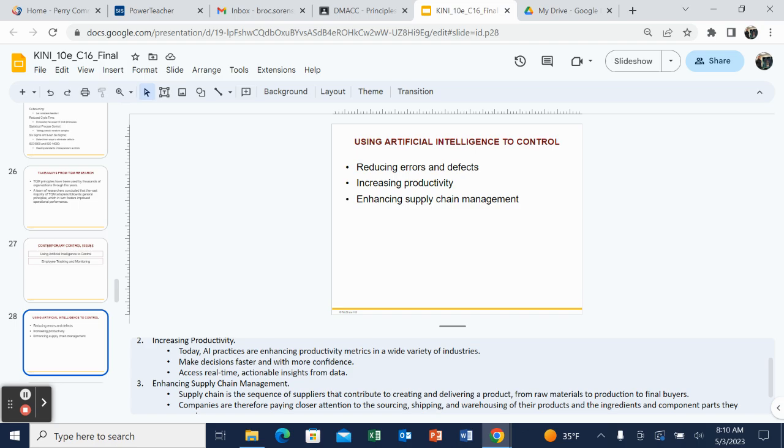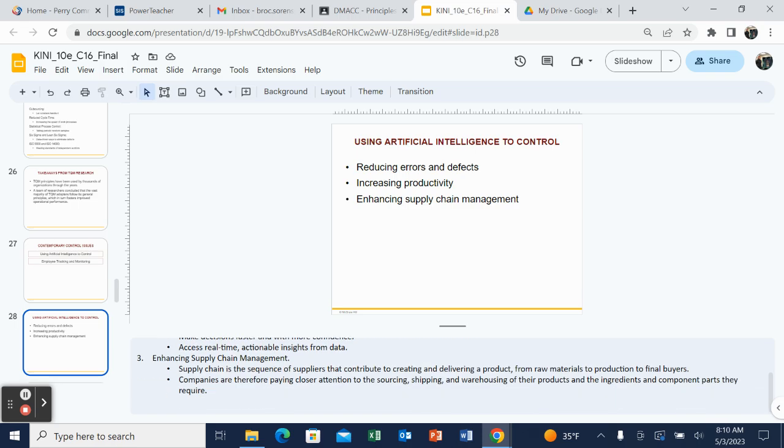going forward. And then we have enhancing supply chain management. So supply chain is the sequence of suppliers that contribute to creating and delivering a product, from raw materials to production to final buyers. So companies are therefore paying closer attention to the sourcing, shipping, and warehousing of their products, and the ingredients and component parts they acquire.